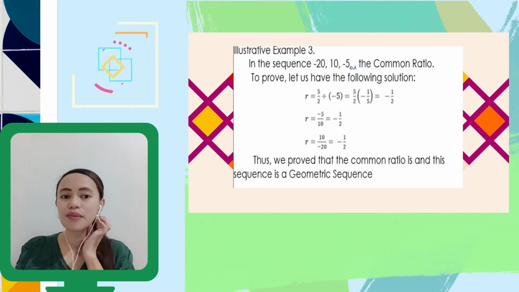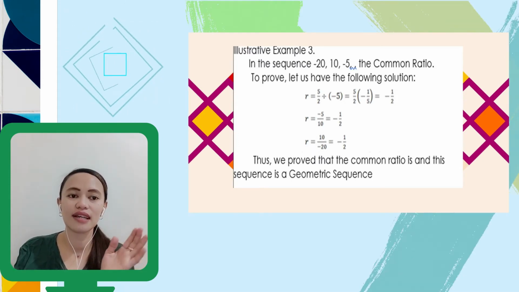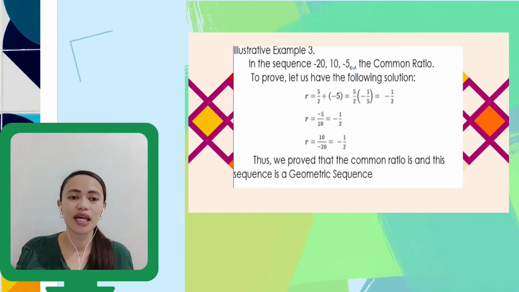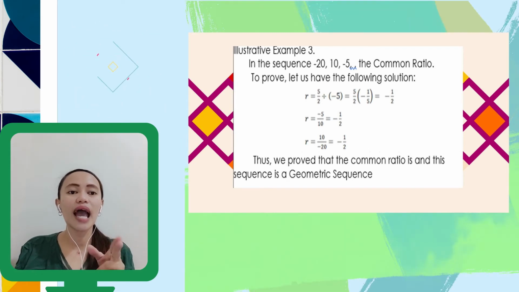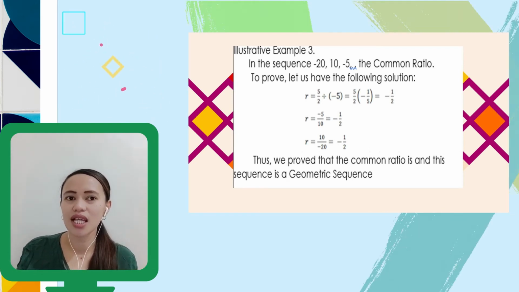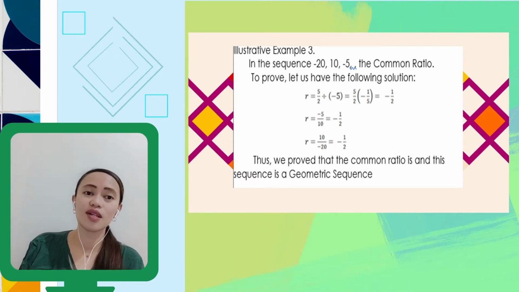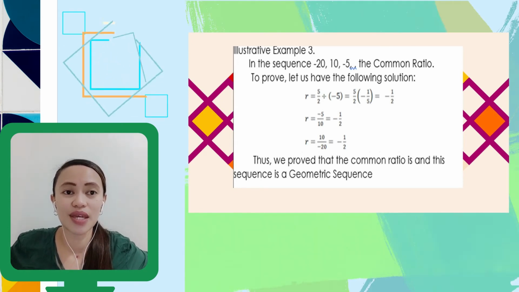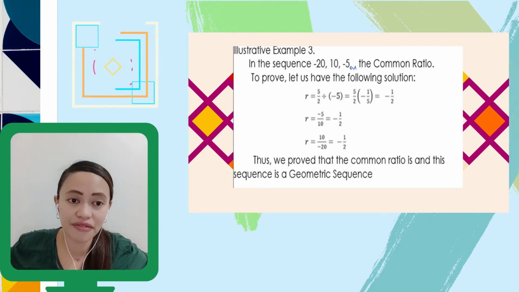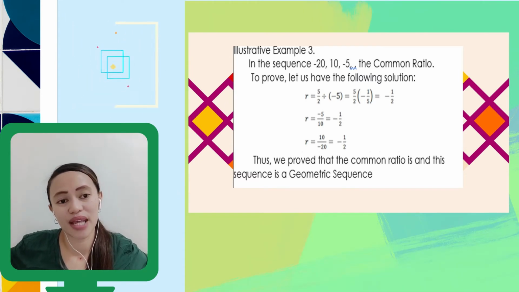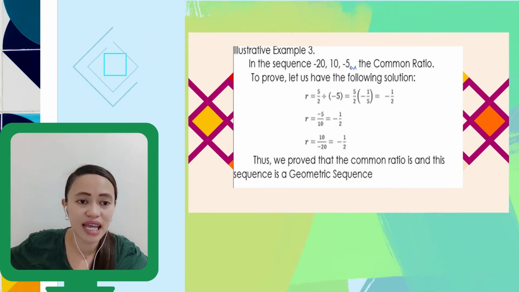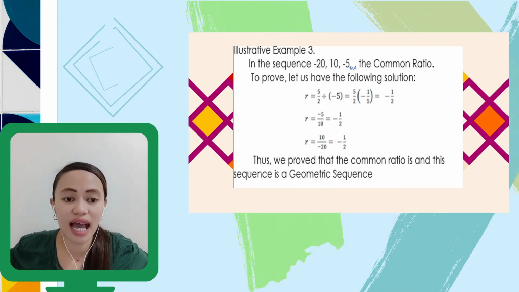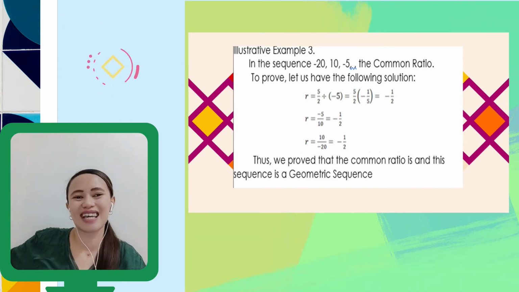But this is an arithmetic sequence since we have a common difference. Okay, let's have illustrative example 3. The sequence is -20, 10, -5, and so on. Can we have a common ratio? Is this a geometric sequence? First, we have alternating signs, so maybe this is a geometric sequence. Let's try to get the common ratio. 10 divided by negative 20, we have negative 1/2. Negative 5 divided by 10, we have negative 1/2. Therefore, the common ratio that we have is negative 1/2, and this one is a geometric sequence.